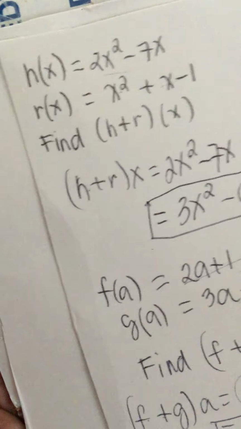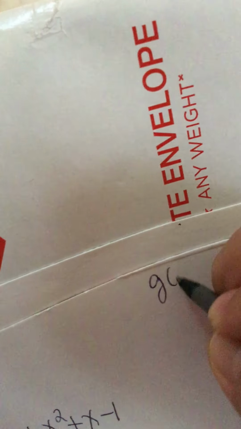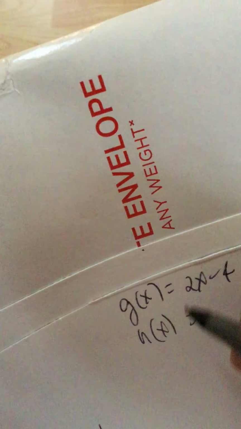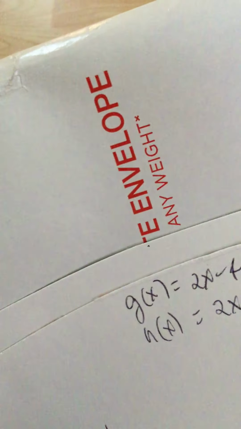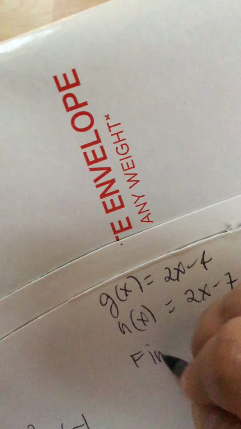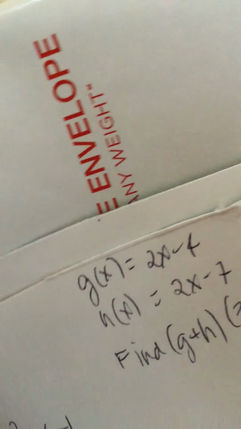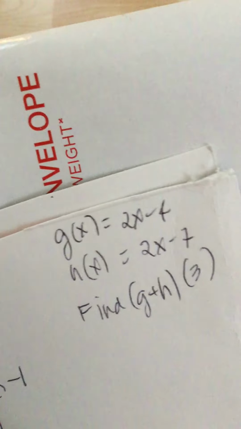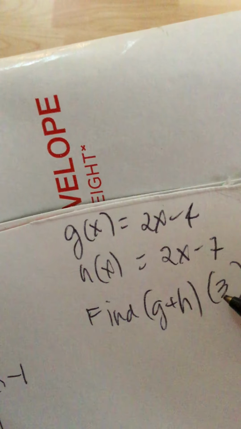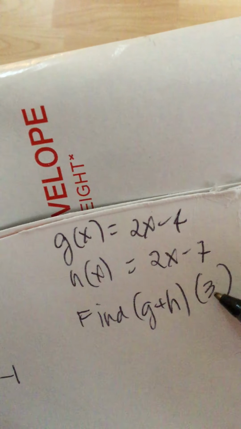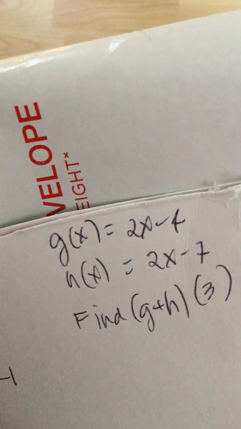So we have another problem here. So it is g of x is equal to 2x minus 4, and then h of x is equal to 2x minus 7. Now they want to find what is (g plus h) of 3. So it's basically the same steps, but it has an extra step because they want us to find the (g plus h) of 3 instead of just x. So the answer should be a numerical number.